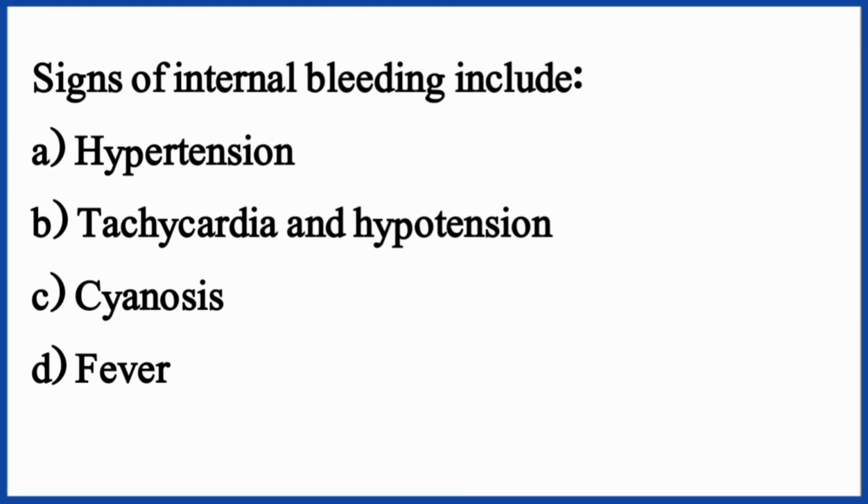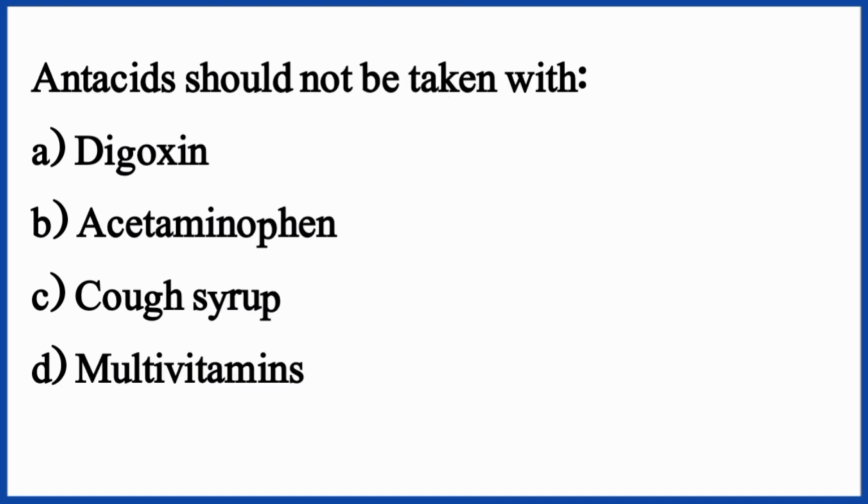Sign of internal bleeding include. The correct option is option B, tachycardia and hypotension. Antacid should not be taken with. The correct option is option A, digoxin.